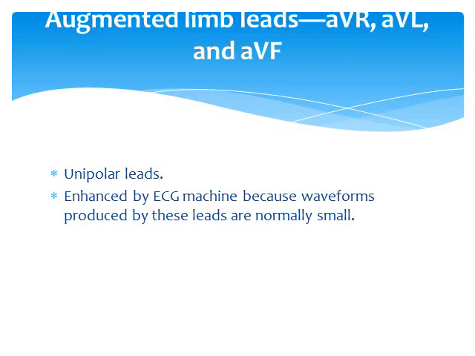Then the unipolar limb leads. Here they are also known as augmented limb leads because the waveforms produced by these leads are normally small, so they are enhanced by the ECG machine. AVR, AVL and AVF are the augmented limb leads.